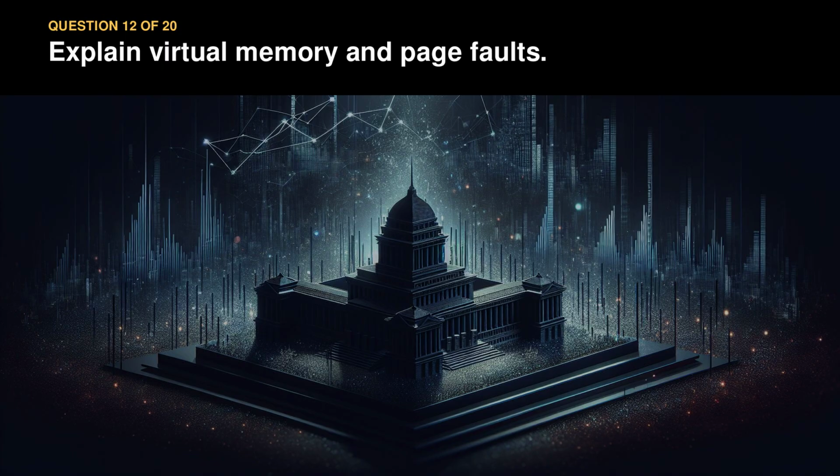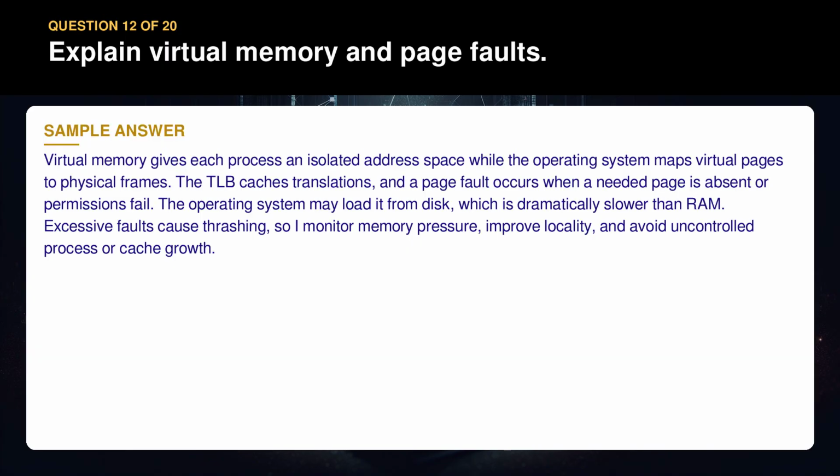Question 12. Explain virtual memory and page faults. Virtual memory gives each process an isolated address space while the operating system maps virtual pages to physical frames. The TLB caches translations, and a page fault occurs when a needed page is absent or permissions fail. The operating system may load it from disk, which is dramatically slower than RAM.